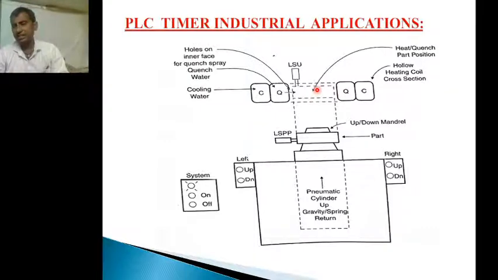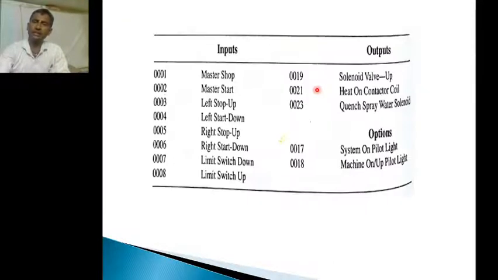When the mandrel reaches the topmost position, there we have another sensor, the limit switch up. When the limit switch up sensor is activated, the object will be heated for 10 seconds and cooled for 6 seconds. After 1 second, the system will be reset and the mandrel will come in the downward direction, so the object also comes downward. This is the process involved in timer industrial applications.